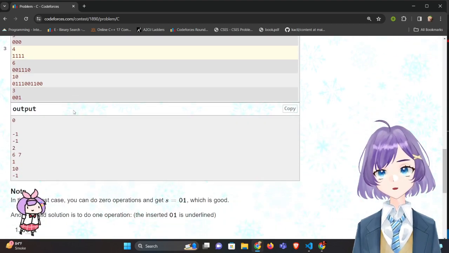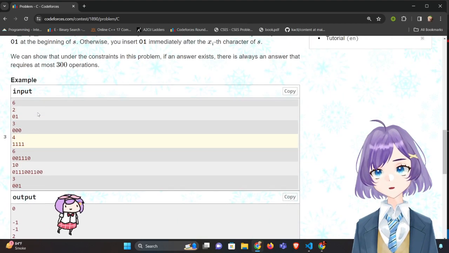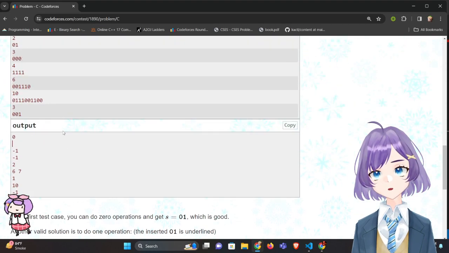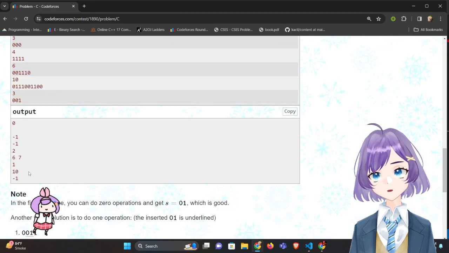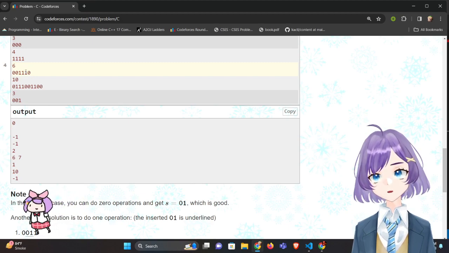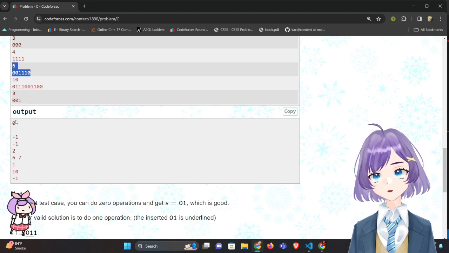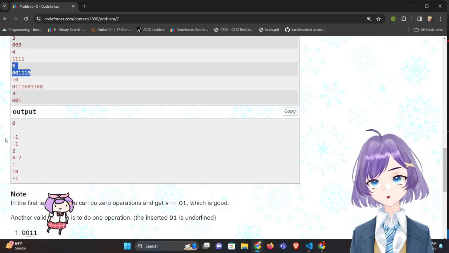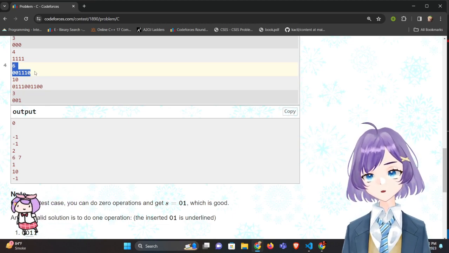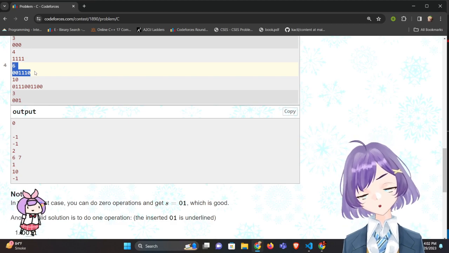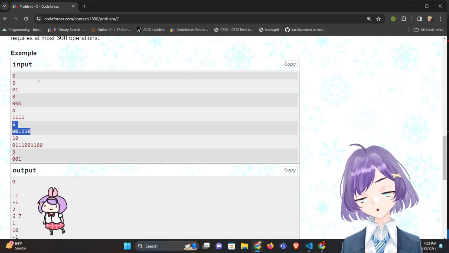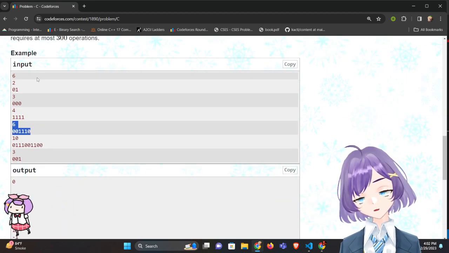So let's see in what test case. Last second, last third. 0, not possible. Also 1, 2, 3, 4. 0, 0, 1, 1, 1, 0. Again 0, 0, 1, 1, 1, 0. These two are equal, which is bad.